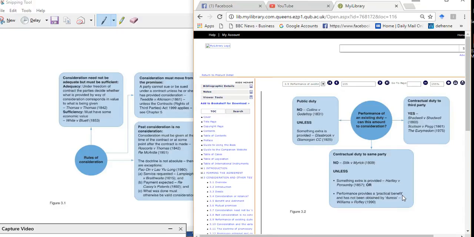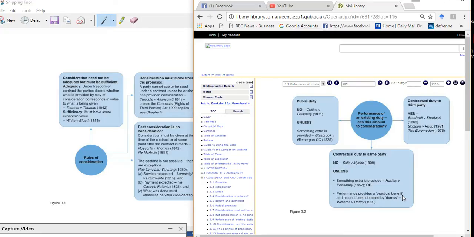Just before we do, it's important to remember here what I'm saying about Williams and Roffey, the practical benefit test, because what happens in the case of MWB and Rock Advertising is Lady Justice Arden attempts to say, wrongly in my opinion, that the practical benefit test can be used not just in agreements to pay more for the same, but with agreements to accept less.